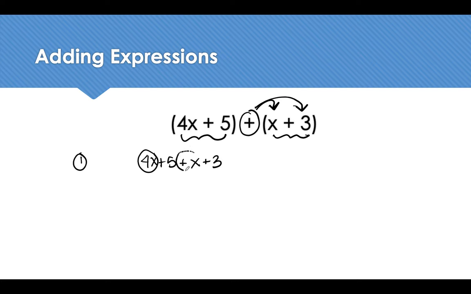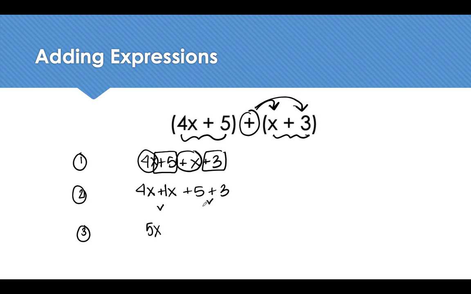Now I'm going to find my like terms, which are 4x and a plus x. And then my other like terms are plus 5 and plus 3. So what I'm going to do is rewrite like we did in the last lesson so that the x's are right next to each other and the 5 and the 3 are right next to each other. 4x plus x is 5x. Remember, there's a 1 in front of the x, so that's 5x. 5 plus 3 is 8, and then remember we stick a plus sign between our two answers, or two parts of our expression, for our final answer of 5x plus 8.